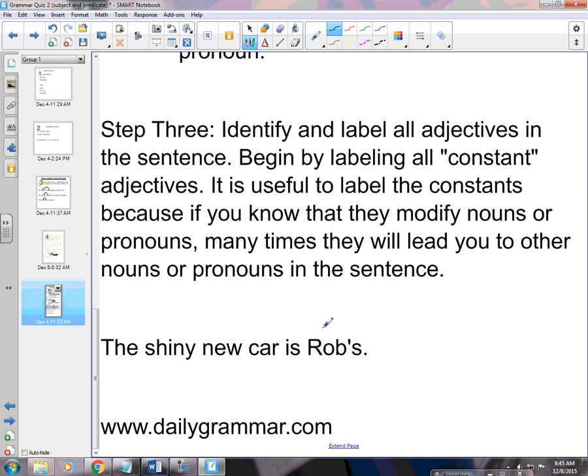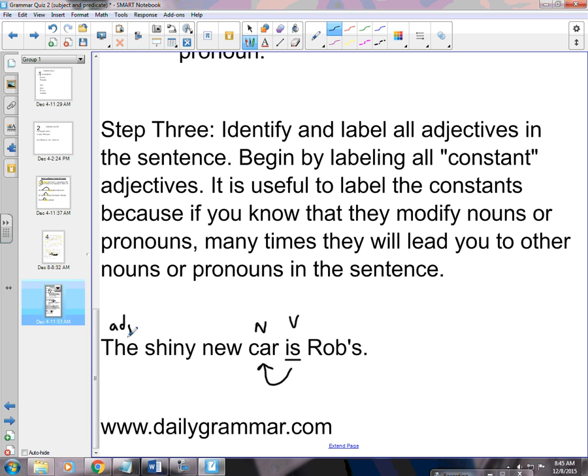For example, the shiny new car is Rob's. Our verb is. Step 1, locate the predicate. We can label is as our verb. The next thing is to identify the subject, or in other words, who operates the verb or what operates the verb. What is? The car is. The question you ask yourself now is, is car a noun or a pronoun? I'm going to call car a noun because I believe it's a noun. Our third step is to go through and label all the constants. The word the is always an adjective.